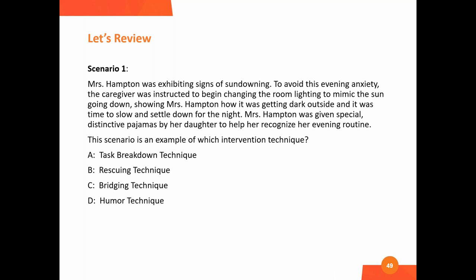So scenario one, Mrs. Hampton was exhibiting signs of sundowning. To avoid this evening anxiety, the caregiver was instructed to begin changing the room lighting to mimic the sun going down, showing Mrs. Hampton how dark it was getting outside. Then it was time to slow down and settle down for the night. Mrs. Hampton was given special distinctive pajamas by her daughter to help her recognize her evening routine. This scenario is an example of which intervention technique? A, task breakdown, B, rescuing, C, bridging, or D, humor?